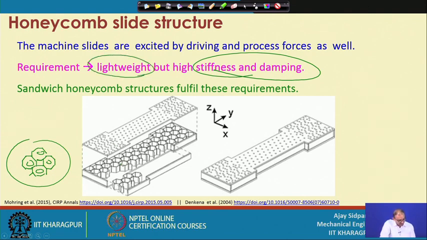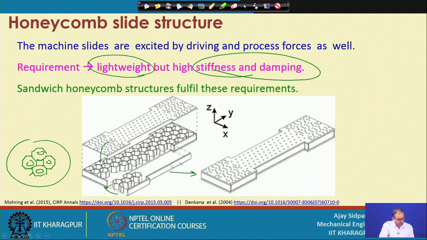So, once you get this structure, then what you have to do is bolt it or weld it from both the sides, from the bottom and from the top, and then you get one particular structure which can be used for making the slide structure of the machine tool, correct. So, this is one of the ways of doing. Another structure was shown in the earlier slide, but this is also very much used.